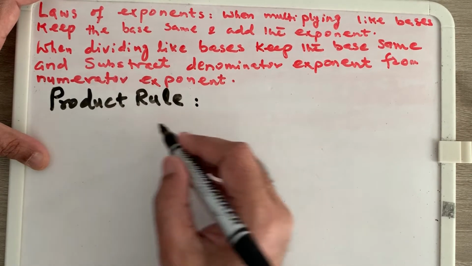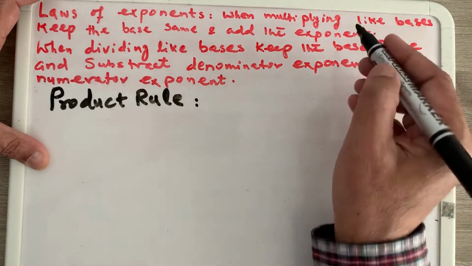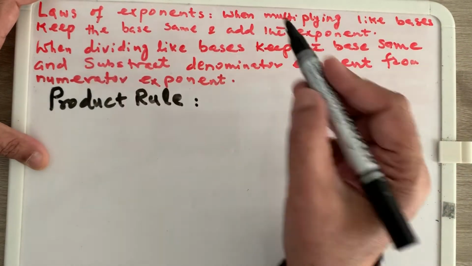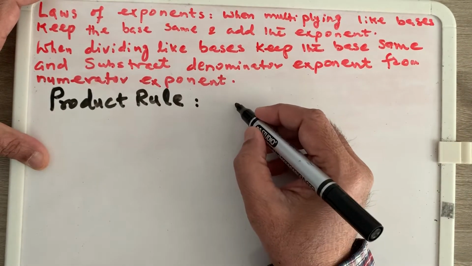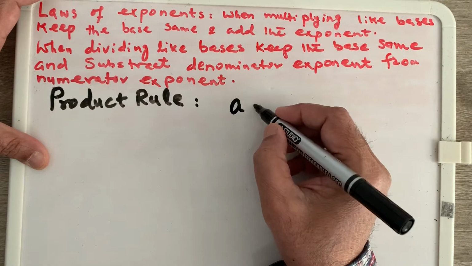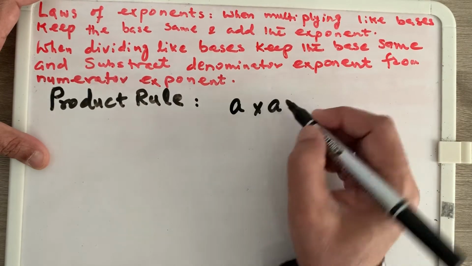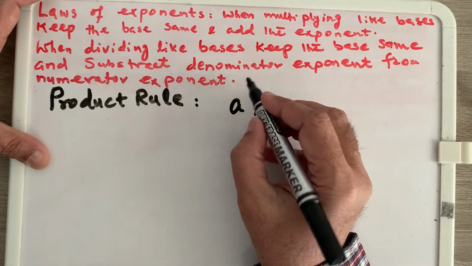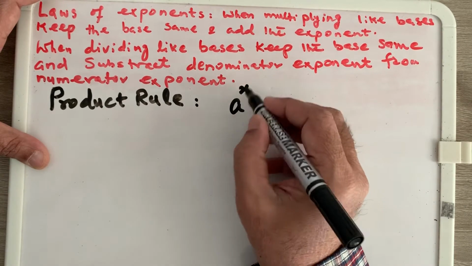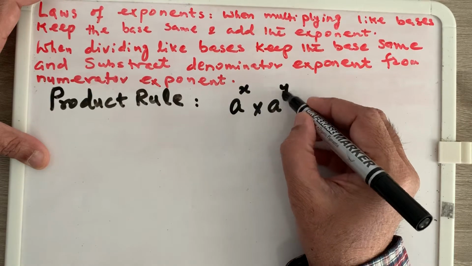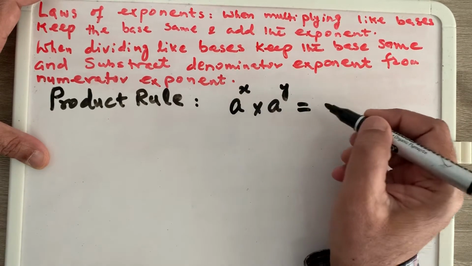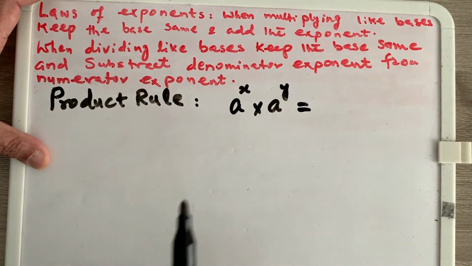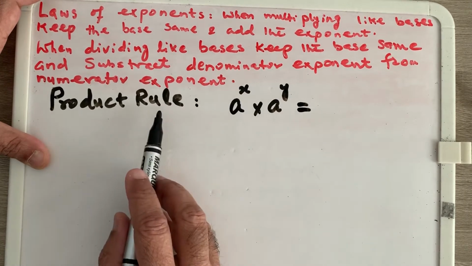So what does this rule say? This rule says that when multiplying like bases, means if I have one a here and one a here, both of them have the base a, but their powers are different. Let's say the power of a is x here and the power of a is y here. So what is my rule saying? Law of exponent, first rule, product rule.